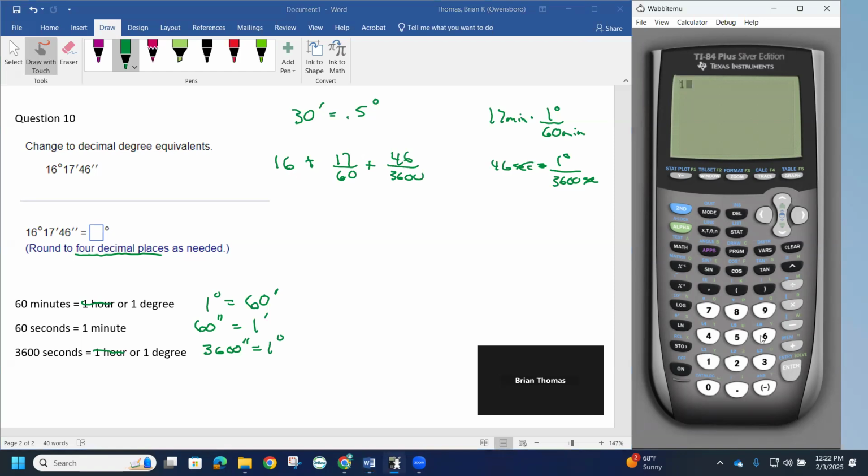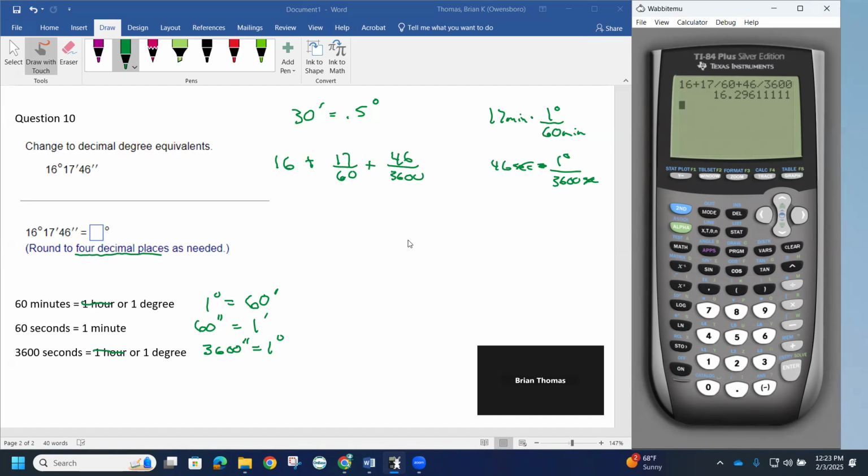So if I go 16 plus, then to convert minutes to degrees, I divide the 17 by 60. Then to convert seconds into degrees, I divide the 46 by 3,600. If I do that math, I would get 16.2961. So 16.2961 degrees would be the answer to 4 decimal places.